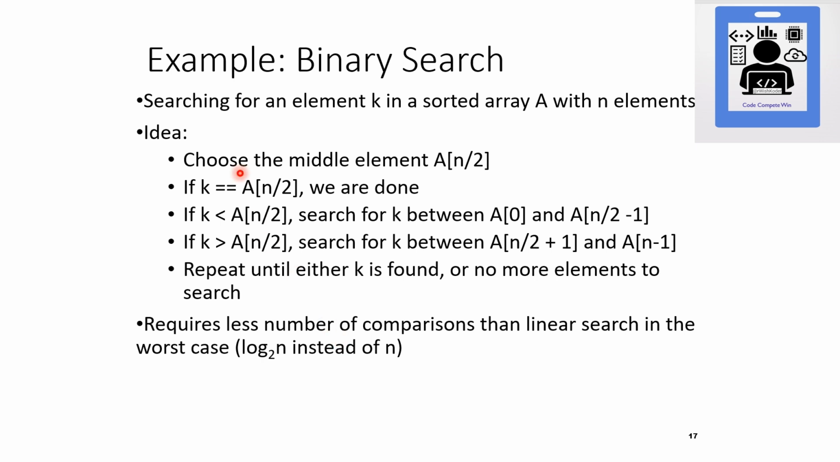As you can see, the searching is based on the divide and conquer technique, and our idea is to choose a middle element. If k is equal to the mid element, then we are done. Otherwise, we will update our low or high based on the output of our function, and we will repeat this until either k is found or no more elements are left to be searched.